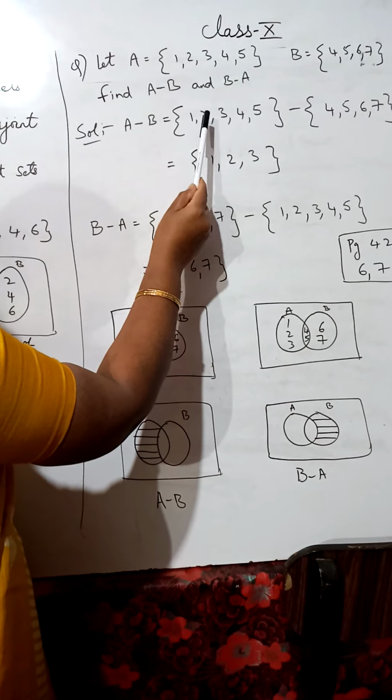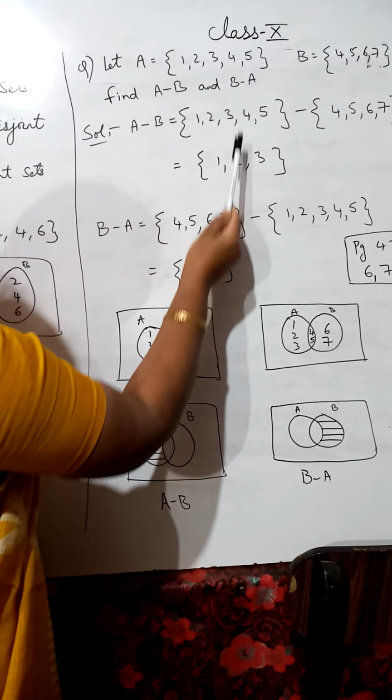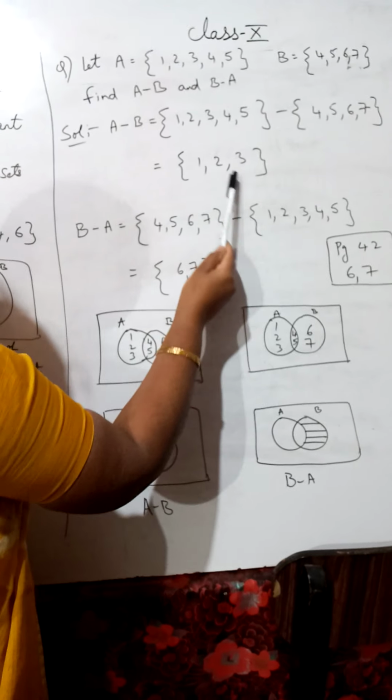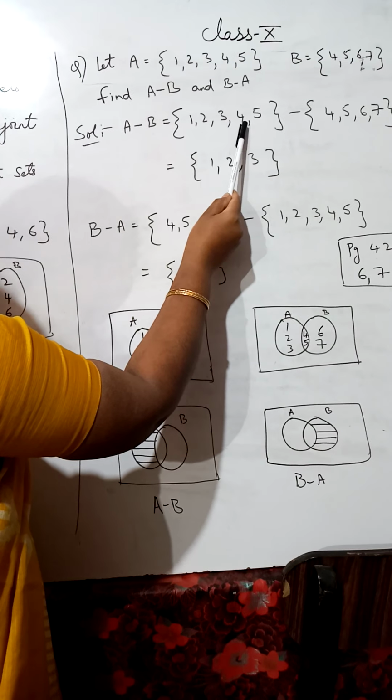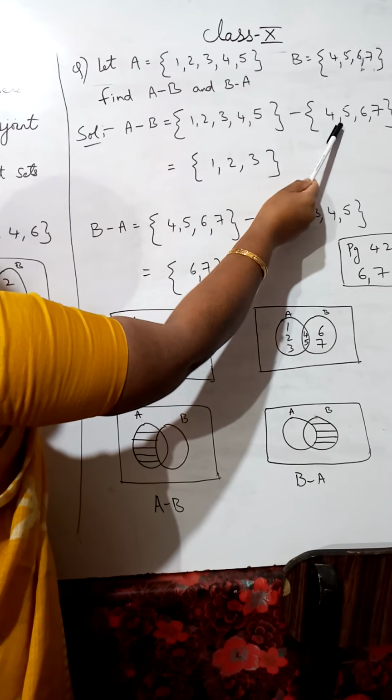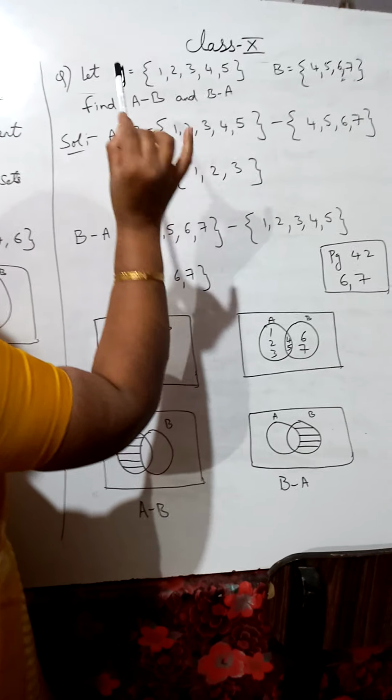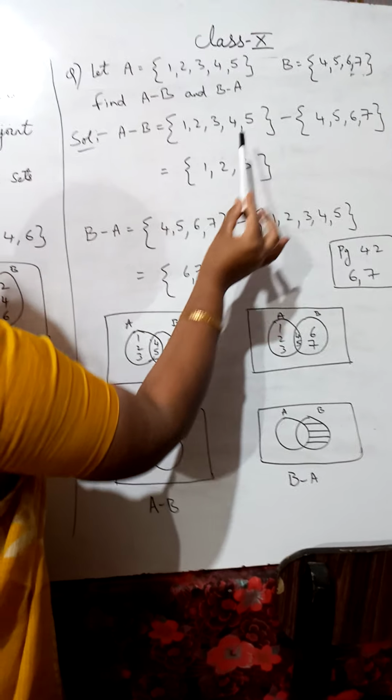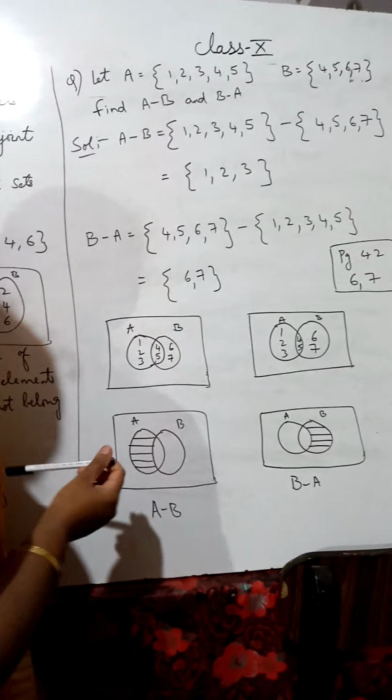Then you have 2 here, you don't have 2 in B. So write 2. You have 3 here, you don't have 3 in B. So you have to write 3. Here in A you have 4 but here also you have 4. So you should not write it. The elements which are in A but not in B. Okay. So here you have to write 3 also.